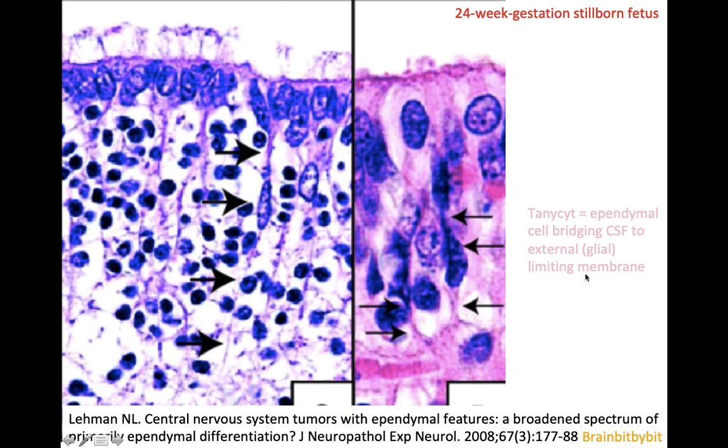glial limiting membrane. And there's a subtype of ependymal cells called a tanycyte, occurring mainly in the third ventricle, that also has a long basal process going all the way up to the external glial limiting membrane. These tanycytes are a subtype of ependymal cells, and you can see in this 24-week-old stillborn fetus that the tanycyte radiates towards a blood vessel.